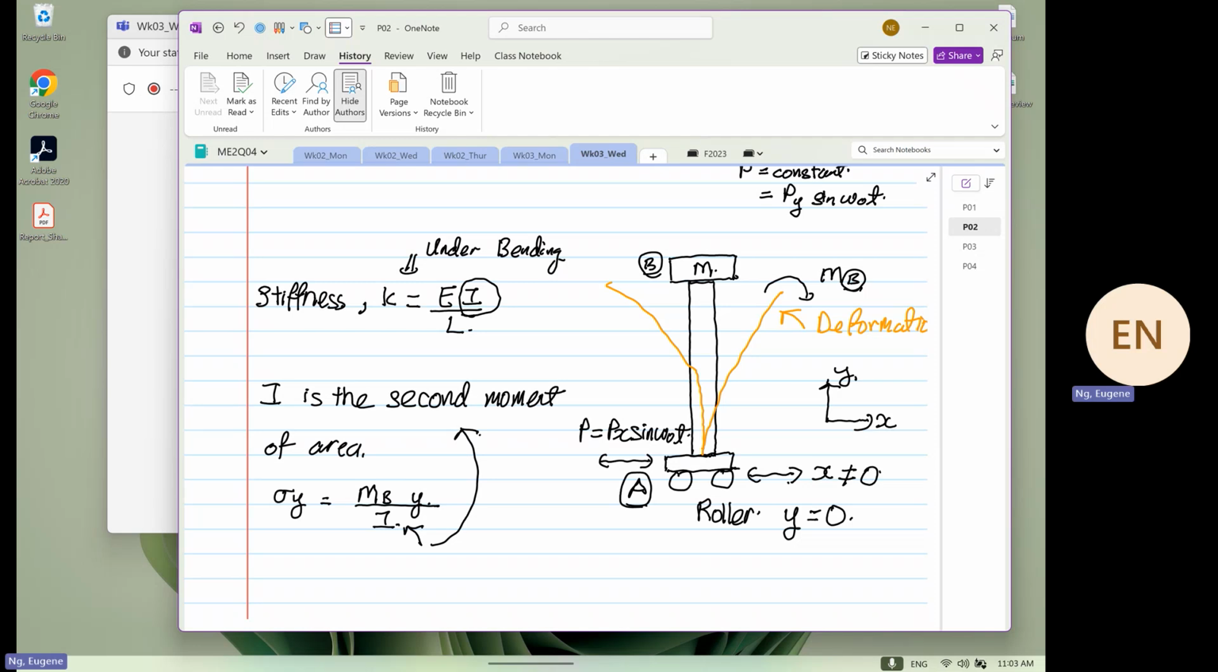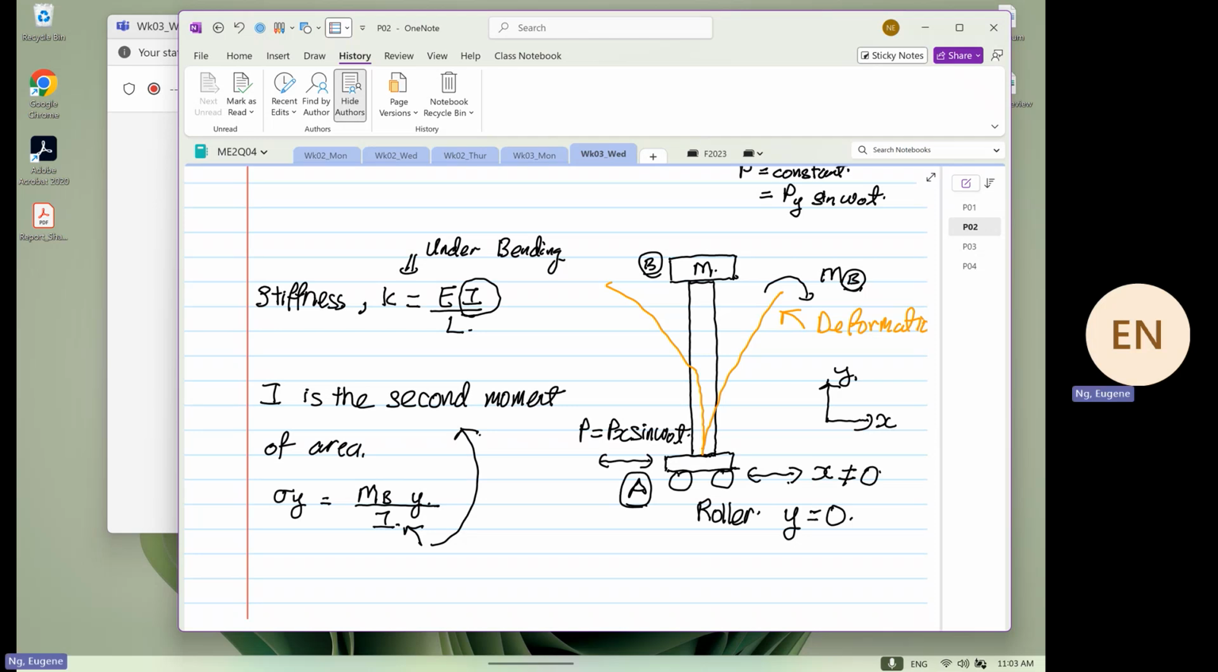Anyone have a long ruler? Ruler? Oh shit, it's not there.